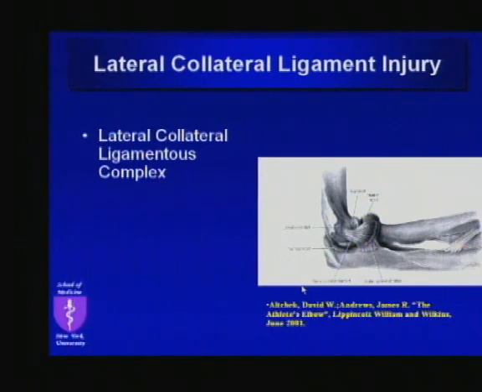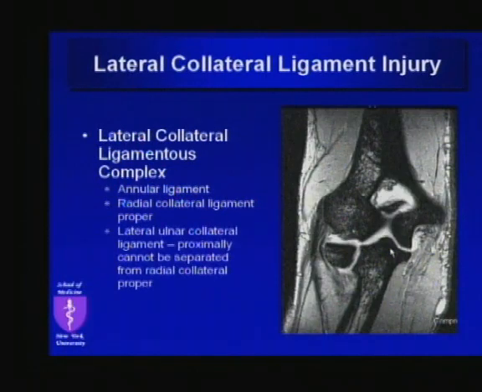Let's move on to the LCL, or lateral collateral ligamentous complex. Let's do a little bit of anatomy here. It is composed of the annular ligament, which is this sort of cup-shaped ligament which cradles the head of the radius and attaches it on both sides to the ulna. There's the radial collateral ligament proper, which goes from the lateral epicondyle and attaches to the annular ligament.